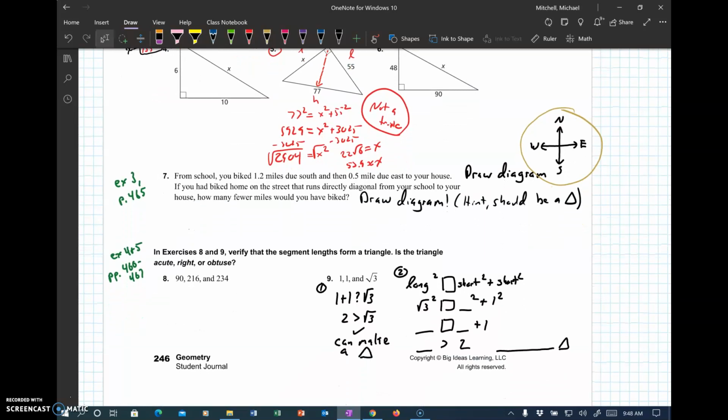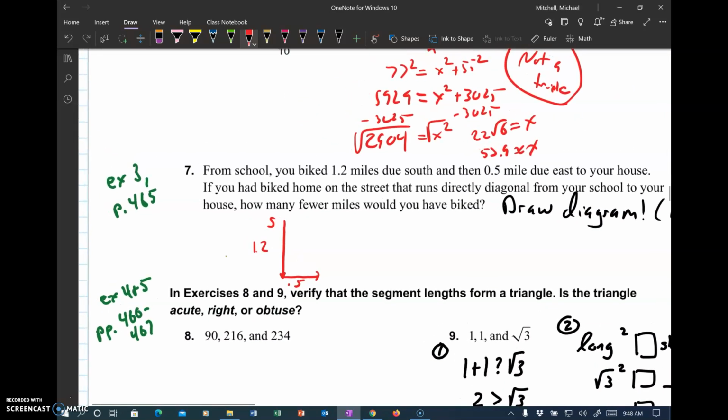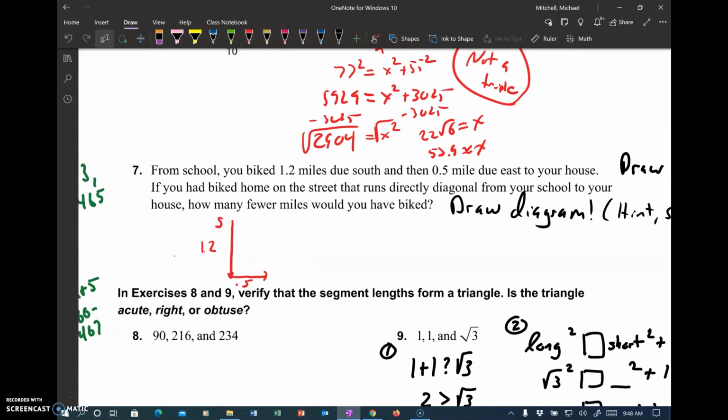Draw the diagram. Number 7, draw the diagram. I mentioned the example here. This is going to be kind of small. From school. So here's our school. You bike now I got this over. 1.2 miles due south. So I'm going this way. That's 1.2 miles. Then 5 miles due east. Well, due east is straight this way. That's going to be 0.5. Sorry, this is so small. Let's zoom in on it a little bit. If you had biked home on the street that runs diagonal, that would be this right here.